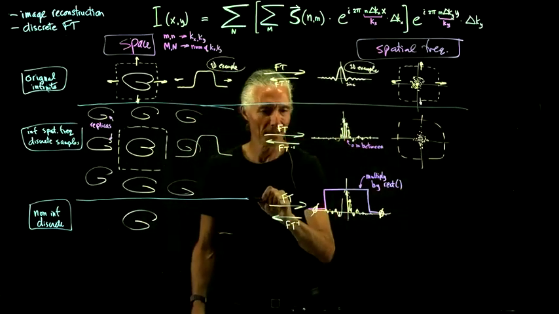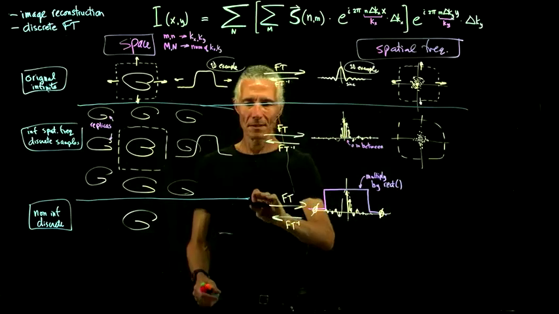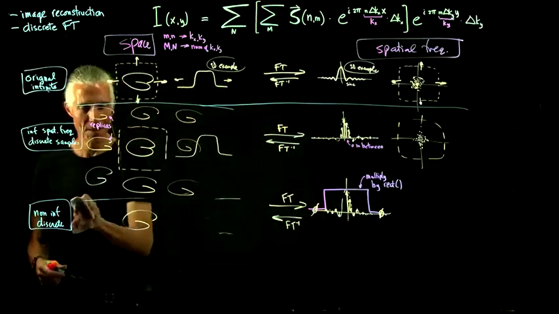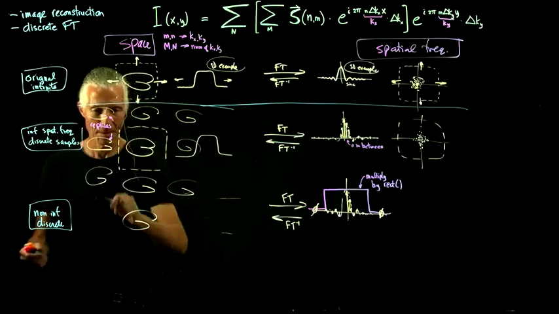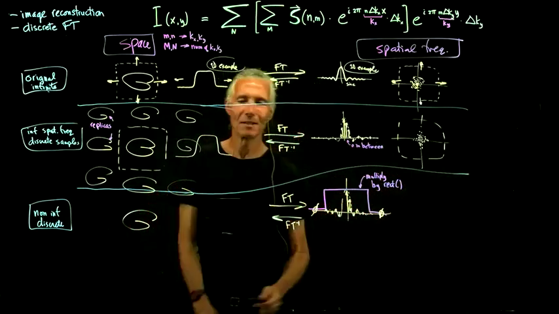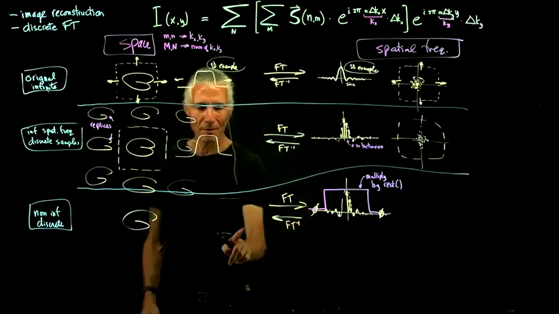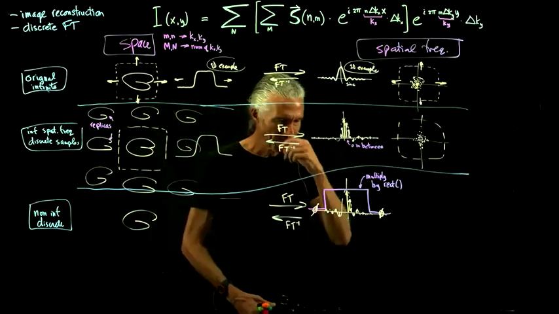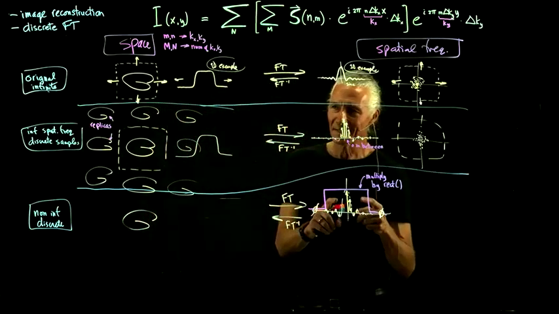Make him go all the way. Okay, sorry. Let's make that one up a little bit higher. There we go. So now what happens when we inverse Fourier transform it? We're going to get something that has kind of a sinc in it.